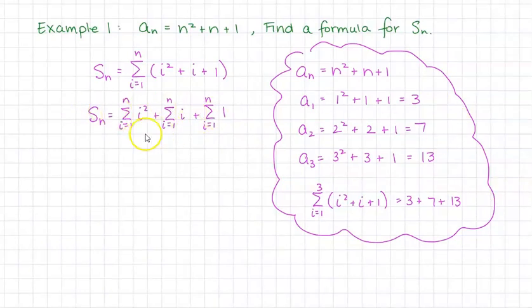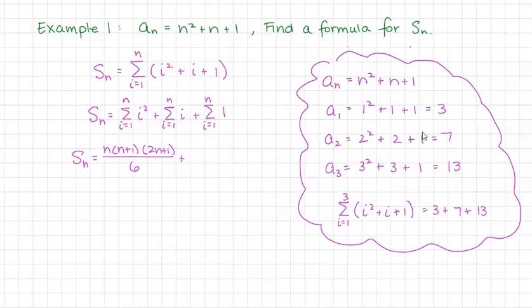And we can do that, and then we just plug in our formulas. The summation of i squared was n plus 1, 2n plus 1 over 6. The summation of i is n plus 1 over 2. And then we know this is like the summation of a constant. The summation of c, as i goes from 1 to n, is just n times c. So n times 1 is just n.